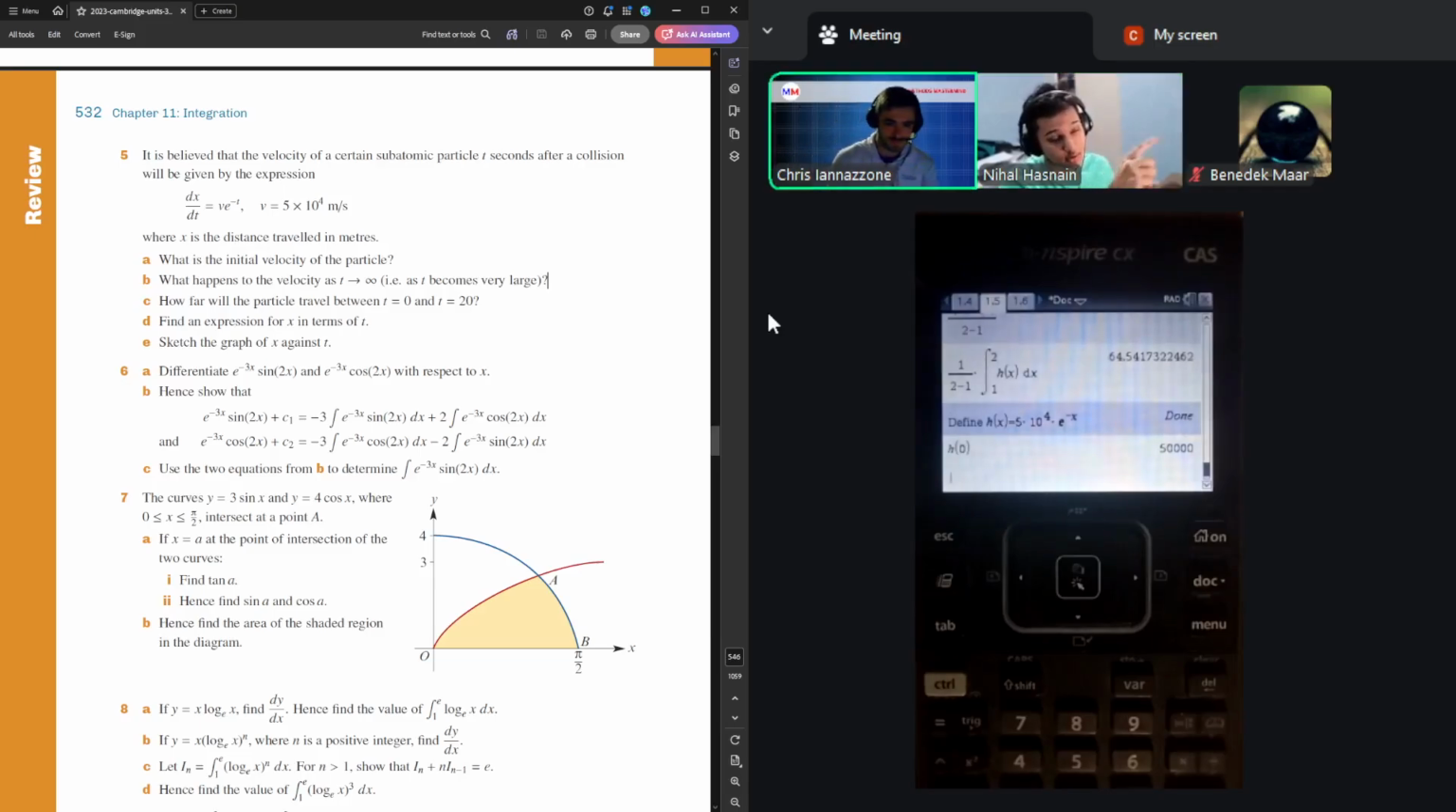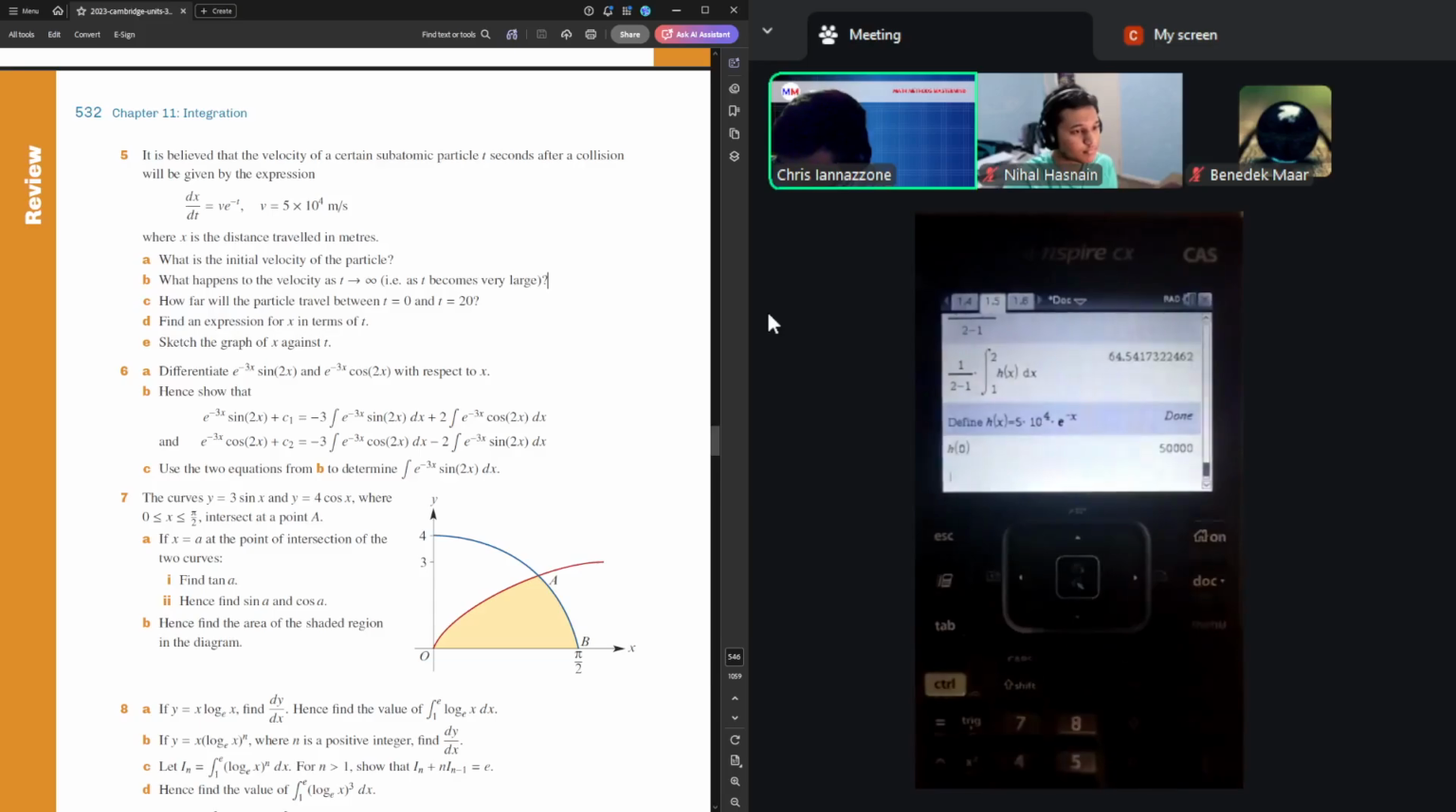So e to the negative x, since the negative is on the x and not the whole function, is going to be flipped on the y-axis. So it's a decomposing graph. It's going to decay to its asymptote. And in this case, we can see the asymptote is going to be 0 because there's no vertical translation applied to it. So you can just analyze the function itself, and using your function knowledge, you can determine that without needing any calculation whatsoever.